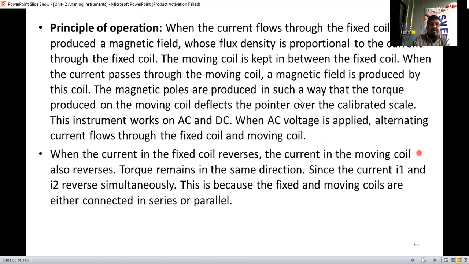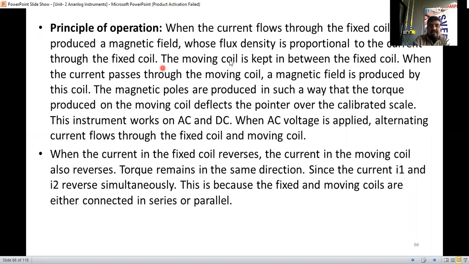Same thing we have written here. When the current flows through the fixed coil, it produces a magnetic field. The magnetic field will be produced in between the two fixed coils, whose flux density is proportional to the current through the fixed coil. The flux density is the flux per unit area.